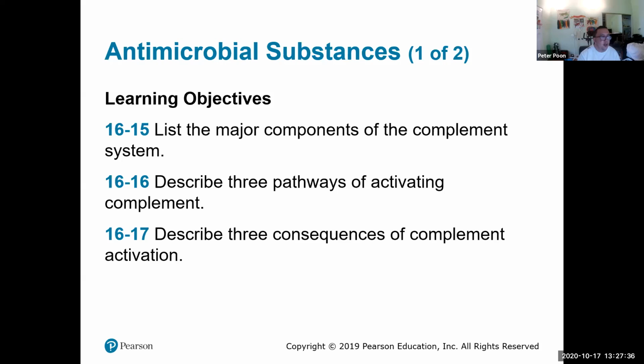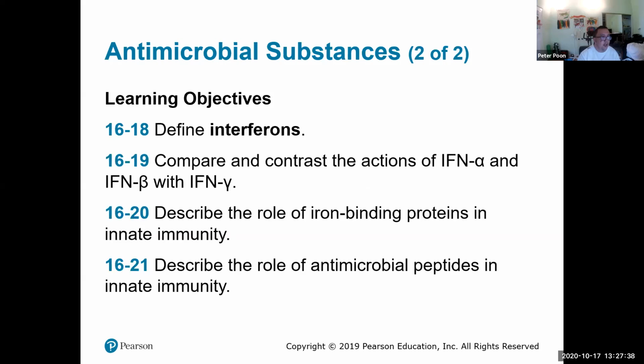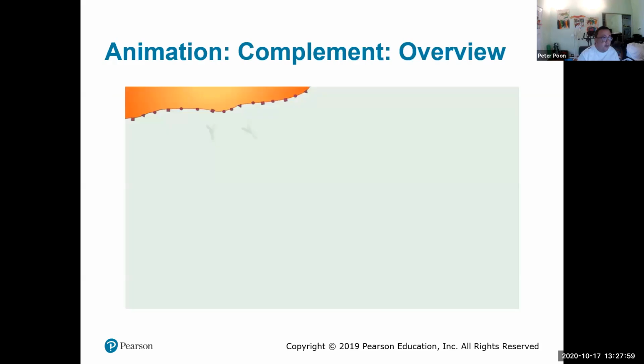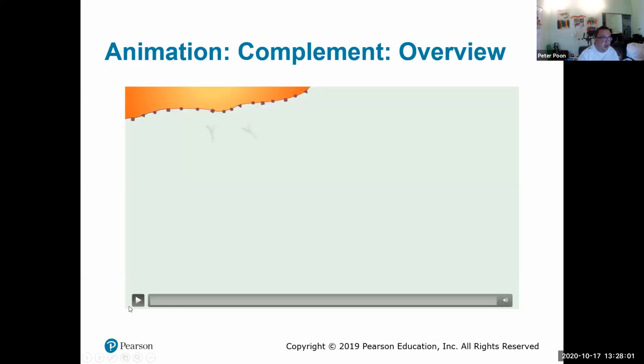So, major components of the complement system. Let's talk about what the complement system is. There are serum proteins that are produced in the liver, and they're activated in a cascade called the complement activation. So here's the complement.